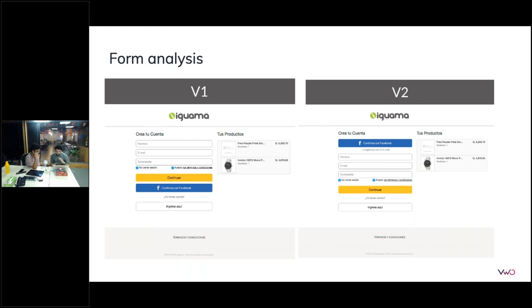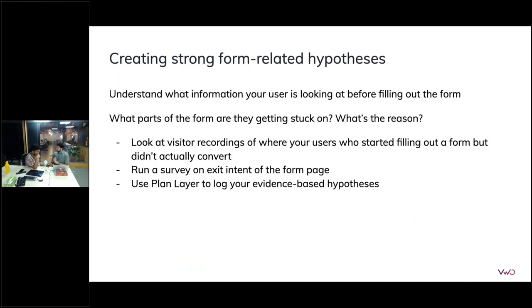Yeah, and just to tell you guys that the variation 2.1 outbid all the other variations by a mere 16% increase in conversion, which is phenomenal.